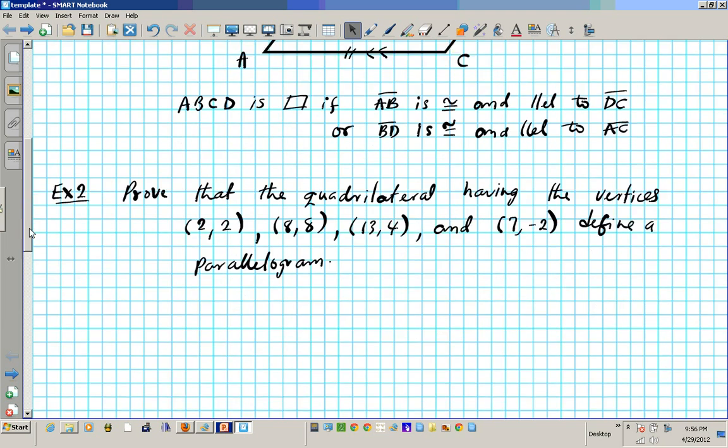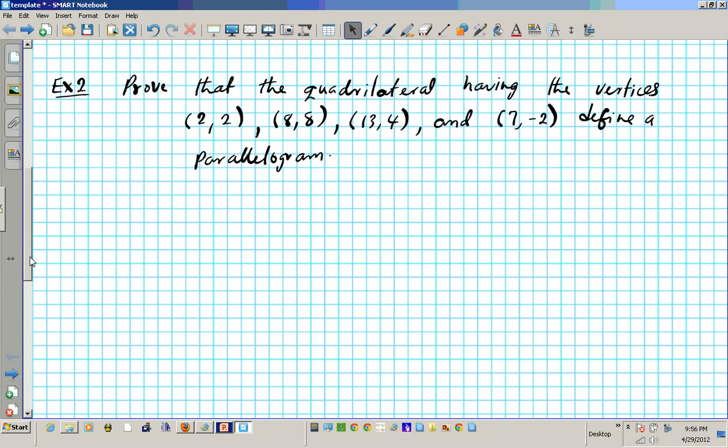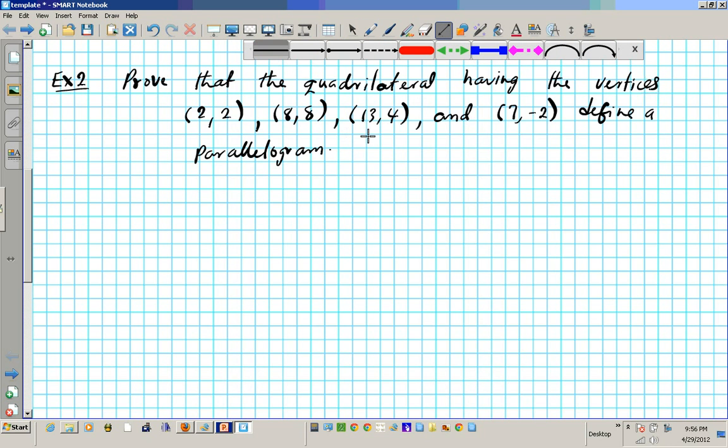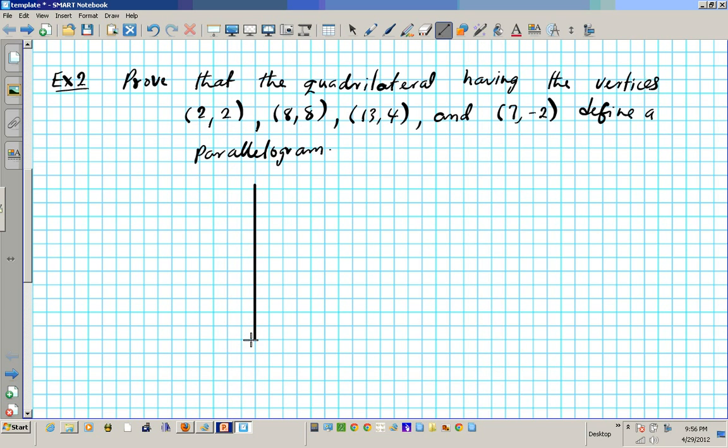To do this, we're going to start out by attempting to graph these points to the best of our ability, then label them and prove using this definition that this is a parallelogram. So let's graph these points. My biggest x is 13 and my smallest x is 2, so we're going to stretch out our x-axis as far to the right as possible. My biggest y is 8 and my smallest y is negative 2, so we need to go down 2 points. Well, let's make it 3, go down 3 and go up way past 8. So let's draw a coordinate system like this.